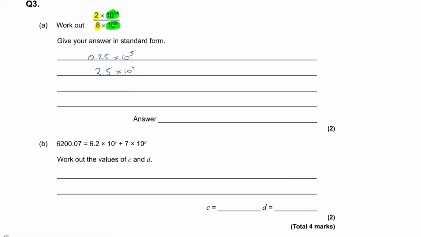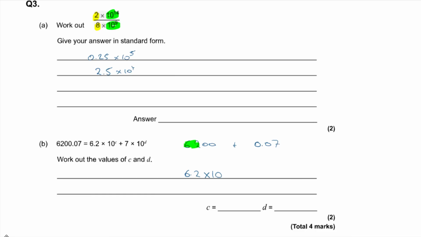And then part B says 6200.07. That is equal to 6.2 times 10 to the C and 7 times 10 to the D. Okay, well, I suppose we could say that 6200.07 is 6200 plus 0.07 then, isn't it? Okay, so writing those two numbers in standard form, 6200, take the digit part, 6 and the 2, going to write it as a mantissa, 6.2, and that's going to be multiplied by an appropriate power of 10, isn't it?